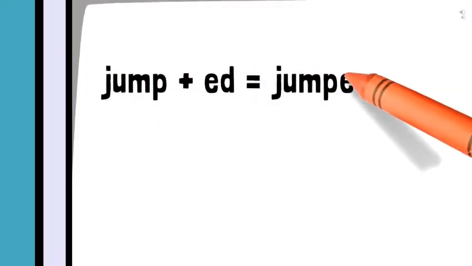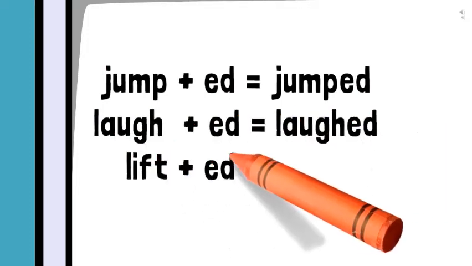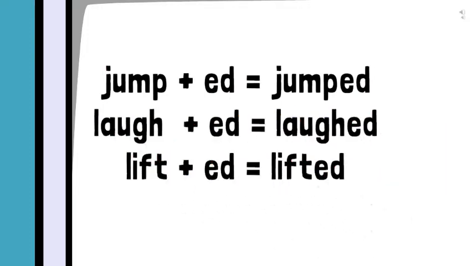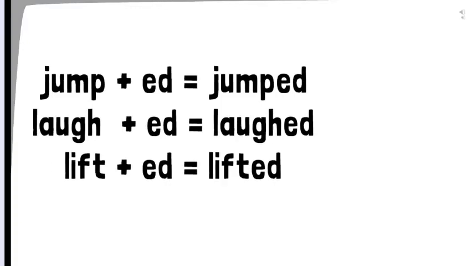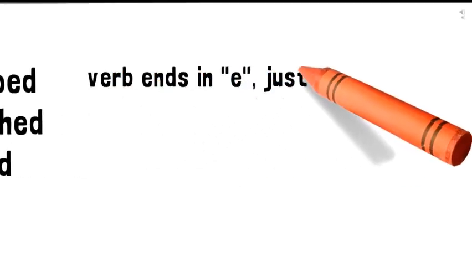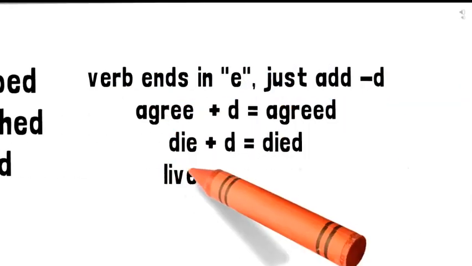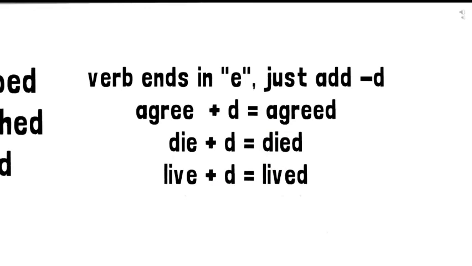Ed is added to jump and it's transformed into jumped. Laugh becomes laughed and lift becomes lifted. These are the simplest ones. Next up, for verbs ending in E, we only need to add D to form the past tense verb. Let's have a look at the examples together.